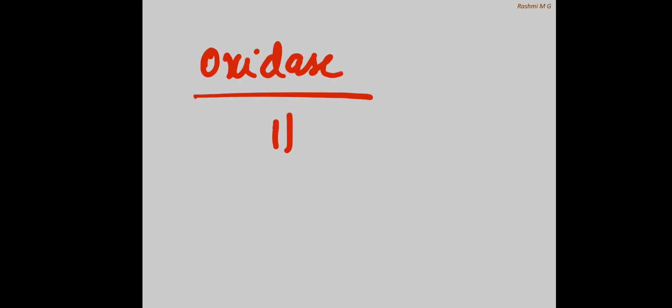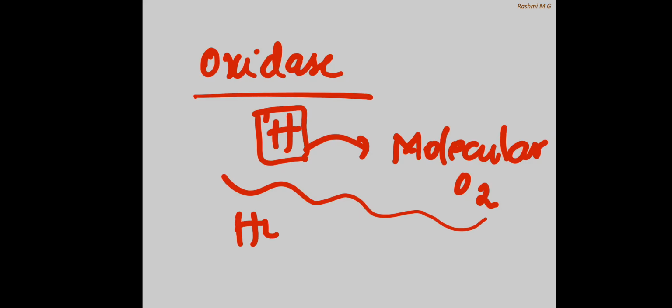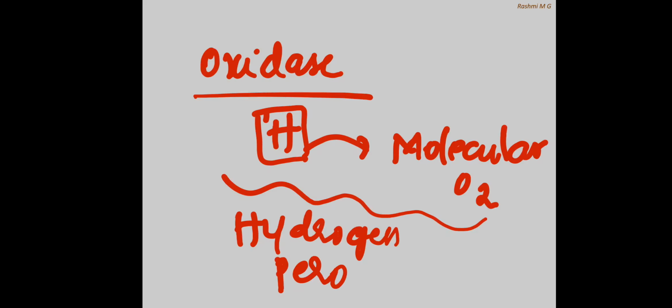So the oxidase transfers hydrogen atom to the molecular oxygen, and this forms hydrogen peroxide. So the peroxisomal oxidase helps in the formation of hydrogen peroxide.